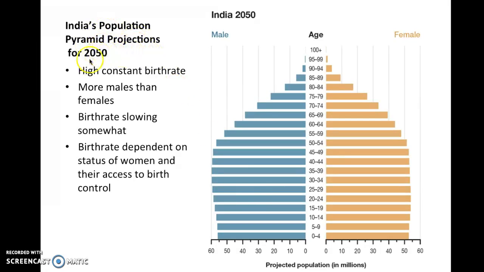India's population pyramid projections for 2025: high constant birth rate, more males than females. You see there's quite a bit more males than females. Birth rate is slowing somewhat. And the birth rate is dependent on the status of women and their access to birth control. So what you're seeing here is telling us that there's probably a recent increase in the status of women, which is allowing them to make more choices about birth control.